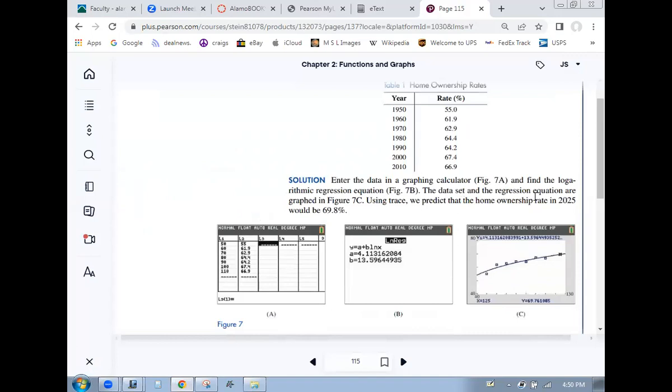Enter the data into a graphing calculator. Find the logarithmic regression equation. So I guess there's a menu. There it is, you can find it. You want a plus b natural log of x. The data set and the regression equation are graphed. Using trace, we predicted the home ownership rate in 2025. So once you plugged in this data, hit the regression button, and it's made a function that fits this data. The trace button just allows you to pick a point and drag it around on the line. So you can drag it to 2025 and look at the output.